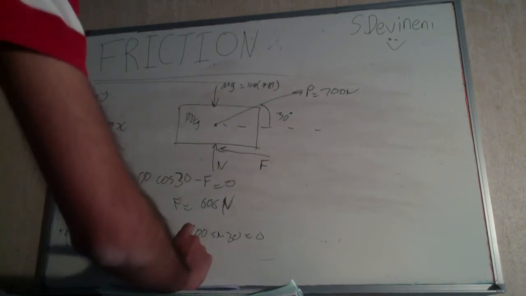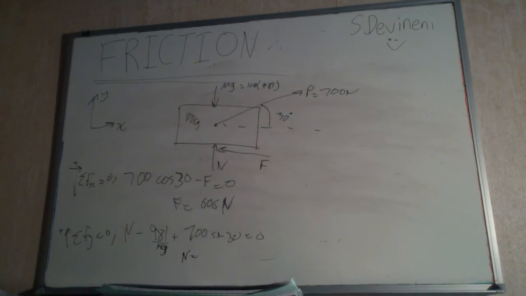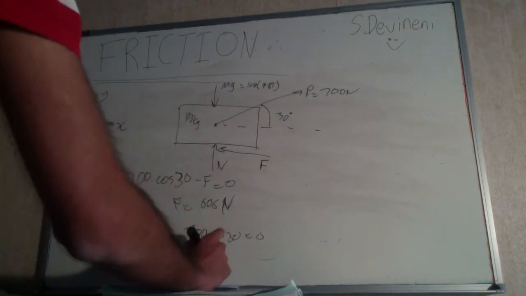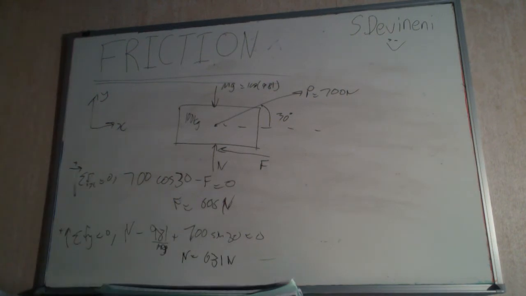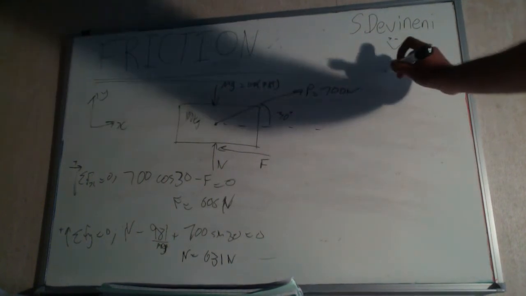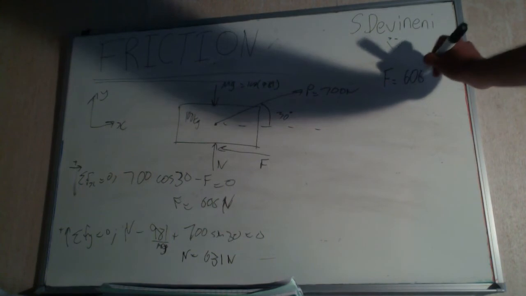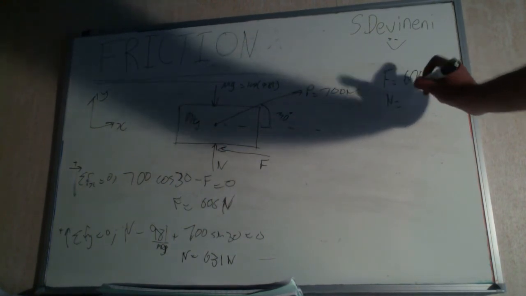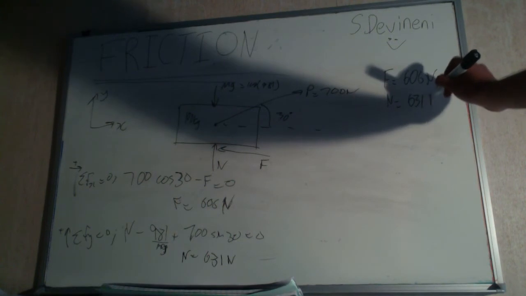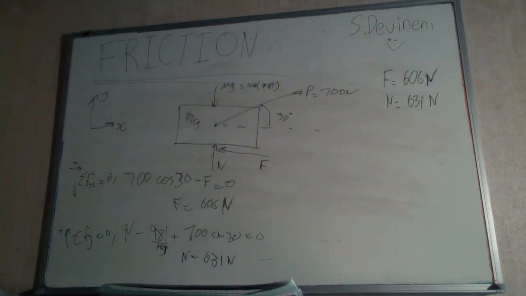So from here, and I apologize for the messy writing, N is equal to 631 newtons. So you can see there. I'll just write that here just to make it a bit clearer. F is 606 newtons. N is equal to 631 newtons. Okay, so we've got that.